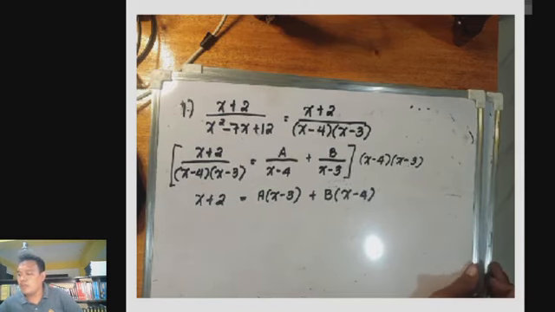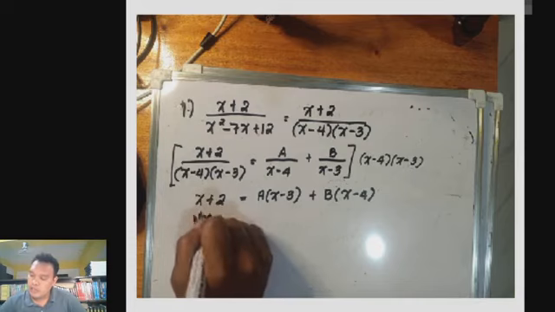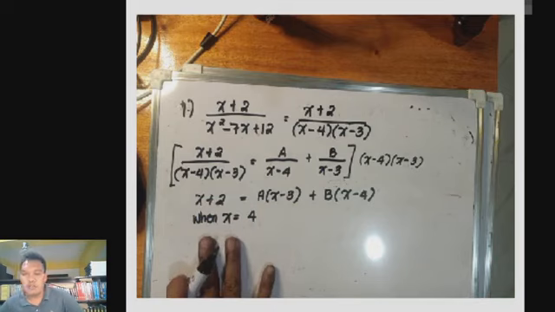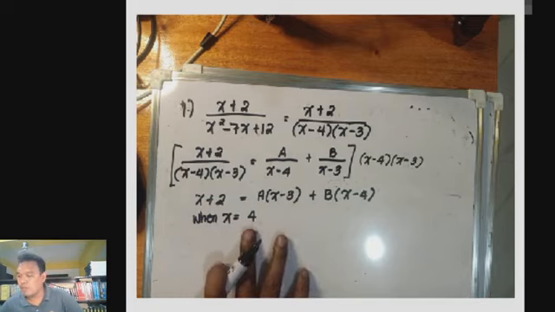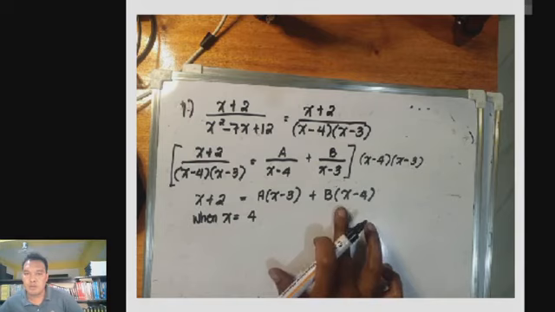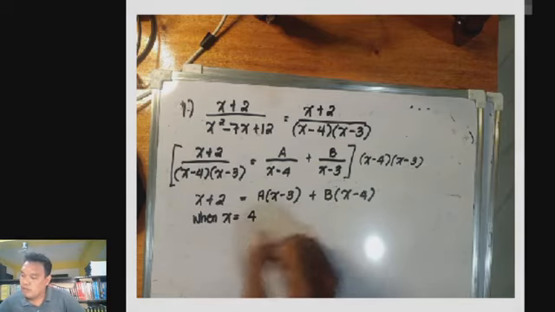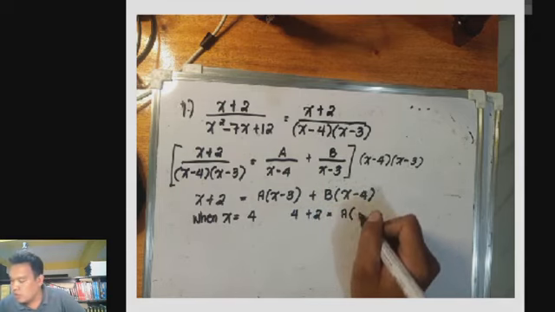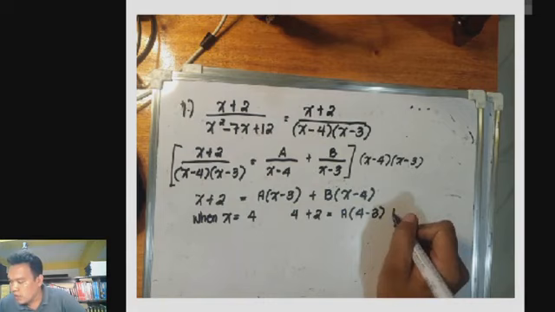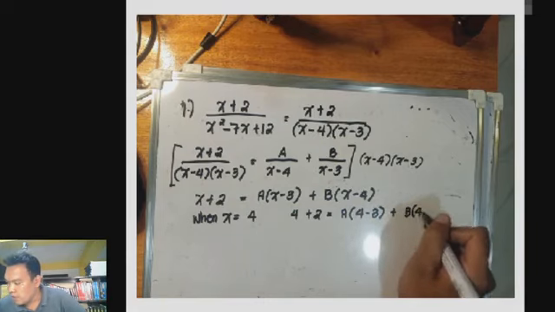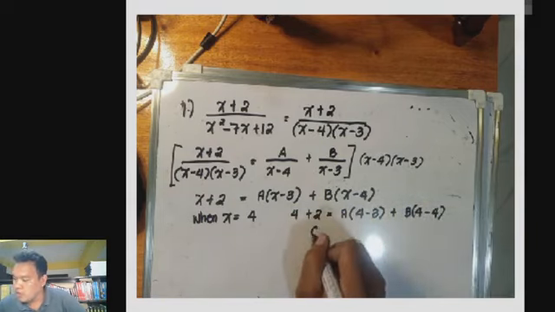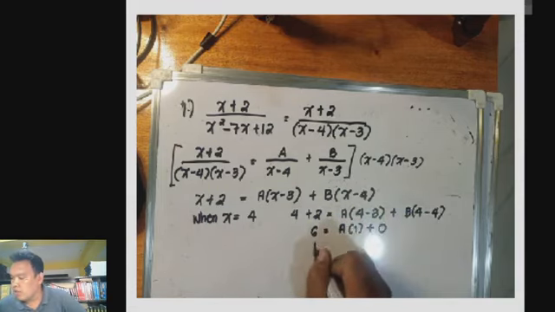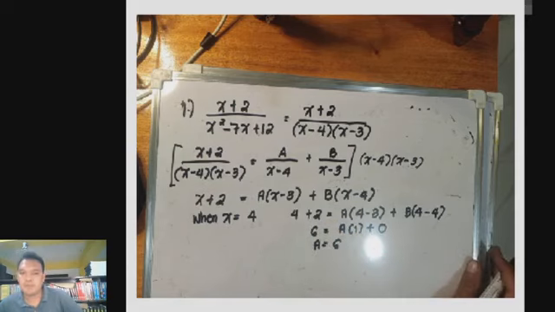So, first, let's say when x is equivalent kay 4, makukuha natin yung value ni A. Kasi pag nag-value tayo ng 4, 4 minus 4 is 0. So, lalabas 0 yung B natin. We have 4 plus 2 equals A times 4 minus 3 plus B times 4 minus 4. Lalabas ito ay 6 is equivalent kay A times 1 plus 0. Therefore, A is equivalent kay 6.